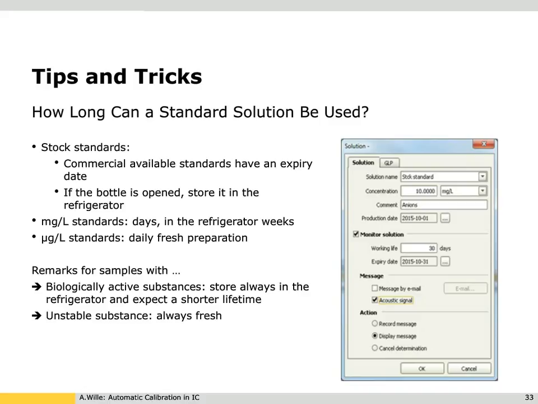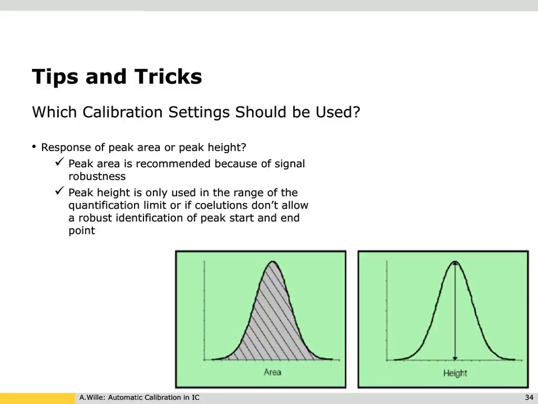Should I use peak area or peak height with calibration settings? Here, peak area is recommended in ion chromatography because you get a more robust signal. Peak height is only used in the range of the quantification limit, or if coelutions don't allow a robust identification of the peak start point and the peak end point, then peak height is used.